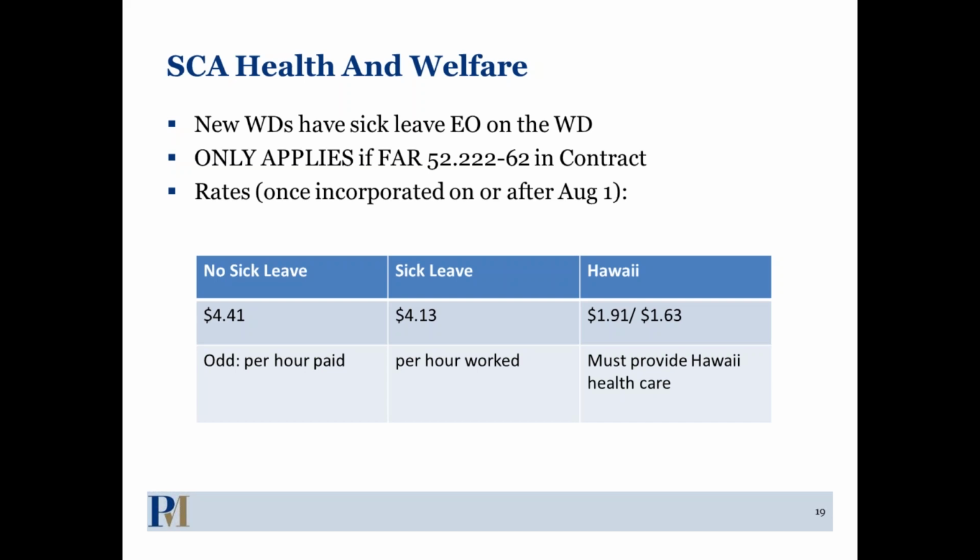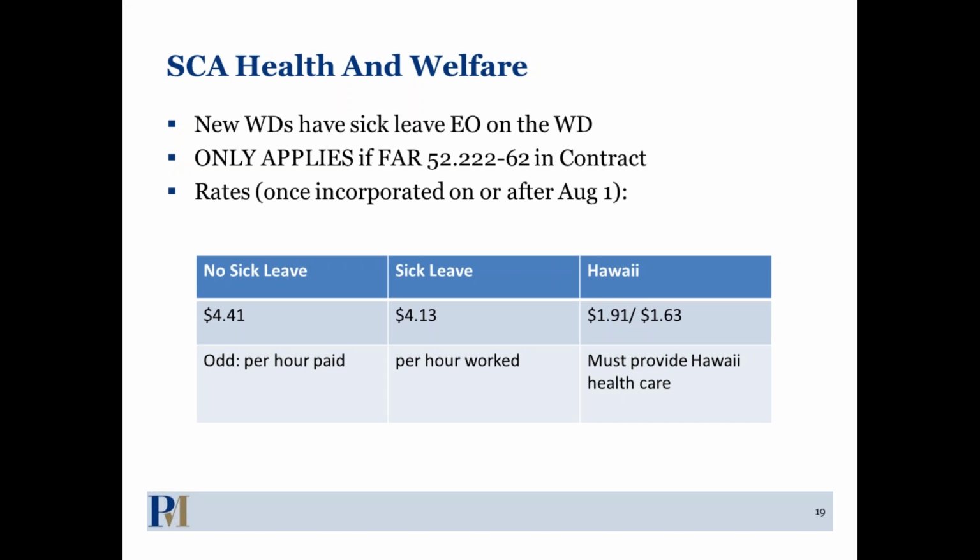The only time you're eligible to pay the 4.13 an hour is if you do have it in your contract, because it's accounting for the fact that you have to pay for sick leave, right? And so the DOL took that into account when they did the new H&W rates. Again, this is a creature of contract. So your contract has to have the sick leave FAR clause in it, and it has to have the new wage determination in it, okay? You have to have both of those things.